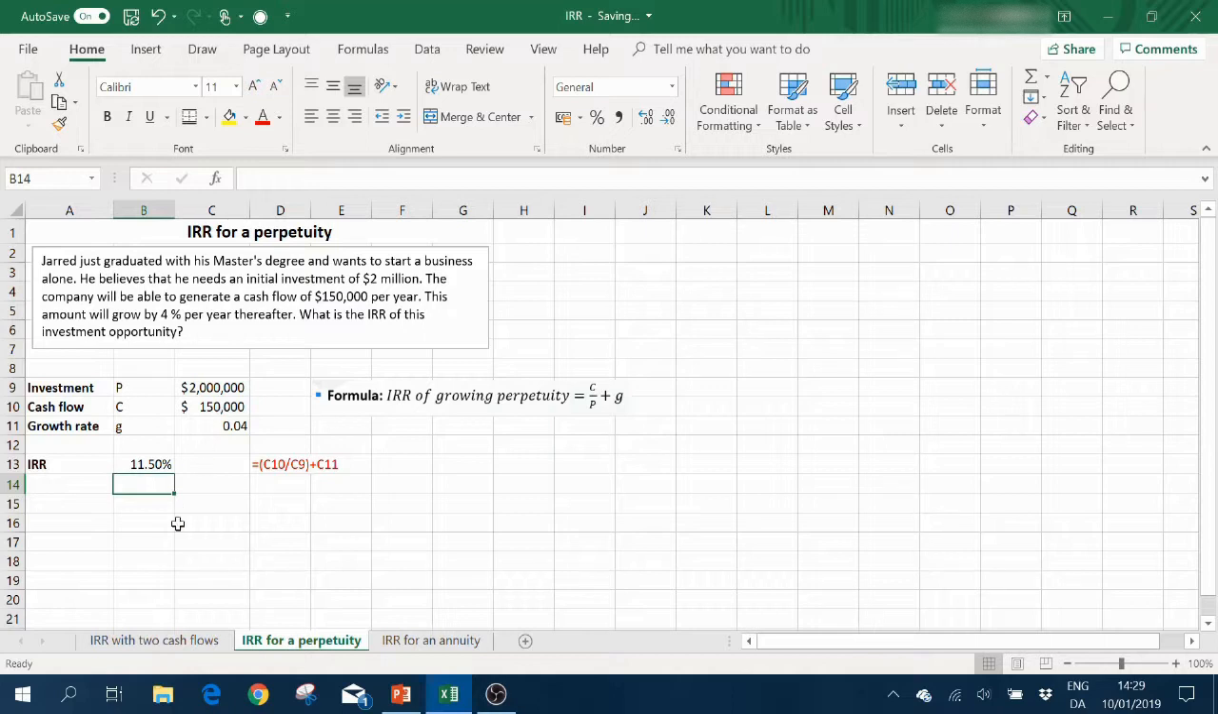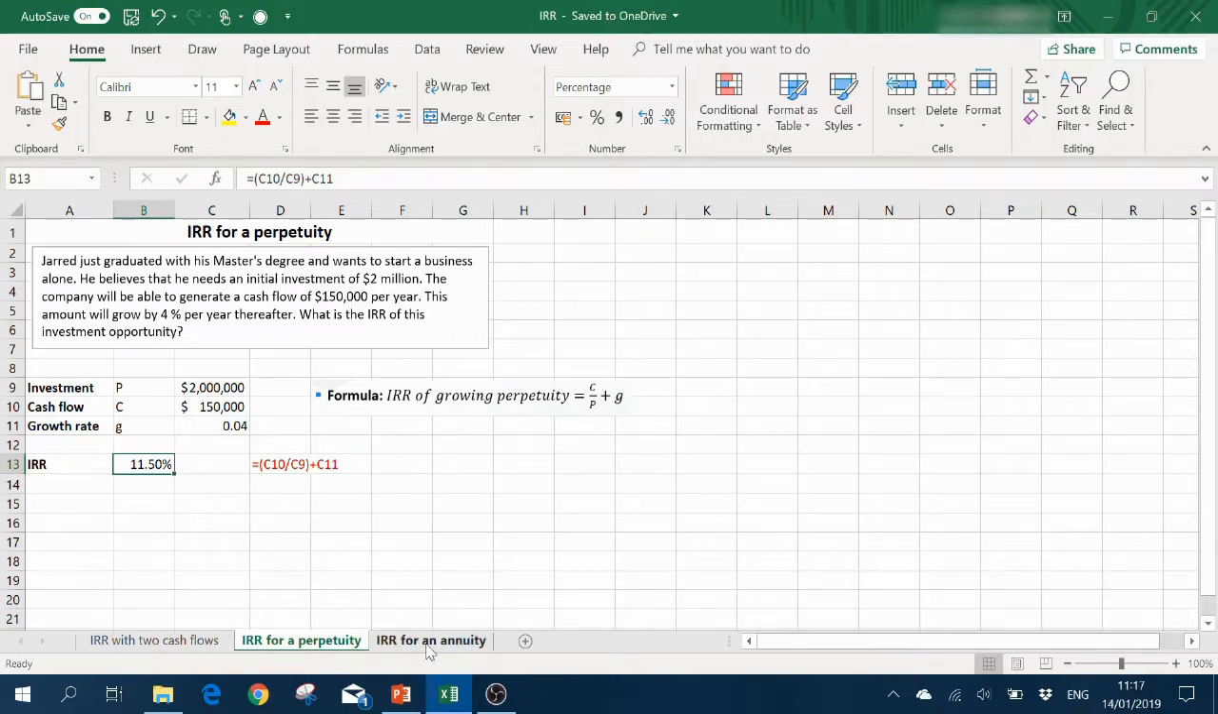This gives us an internal rate of return of 11.5%. So if the NPV of this investment opportunity is equal to 0, our interest rate would be 11.5%.